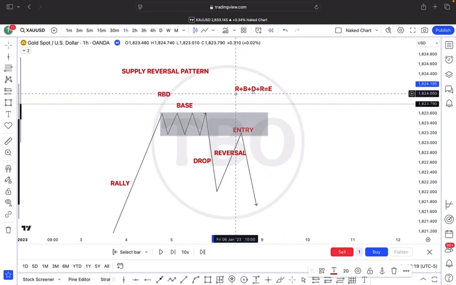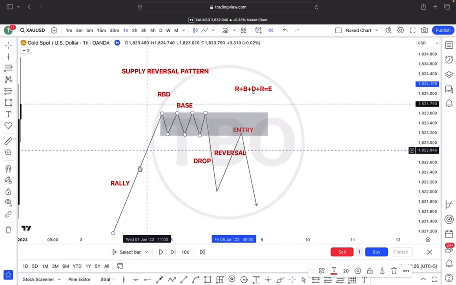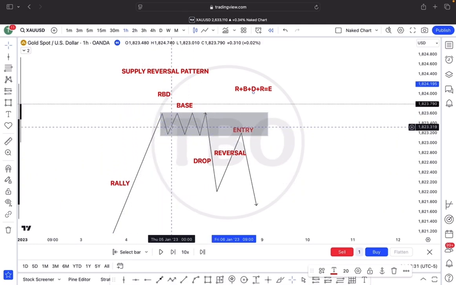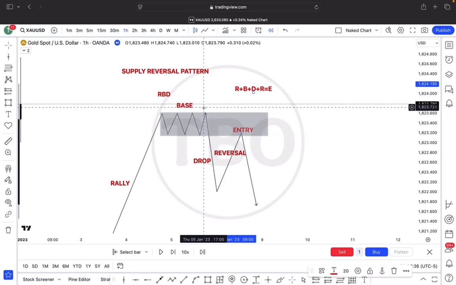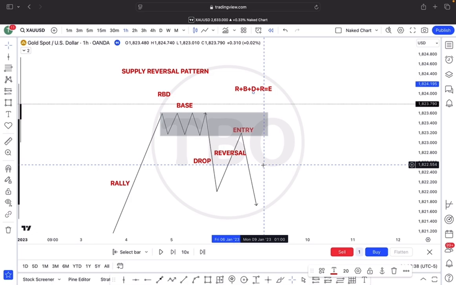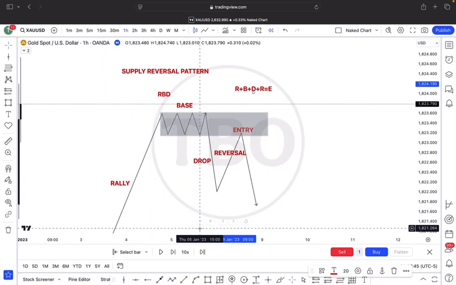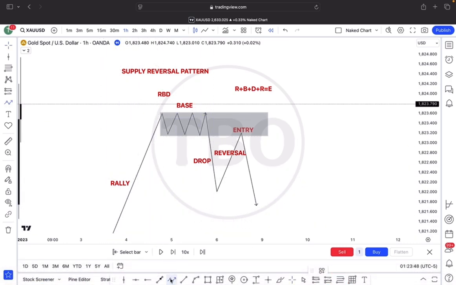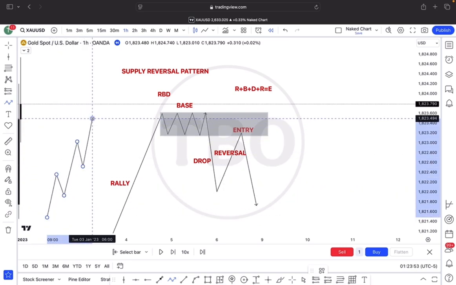That's very important. So the first thing I'm looking for, for a supply reversal pattern, is a rally, which is an uptrend, in other words. Then a base that can be considered as a consolidation, then a drop that can also be considered as a breakout. So let me go over that again. You're looking for a rally, which is an uptrend pattern. Do not overcomplicate it. Do not overthink it.